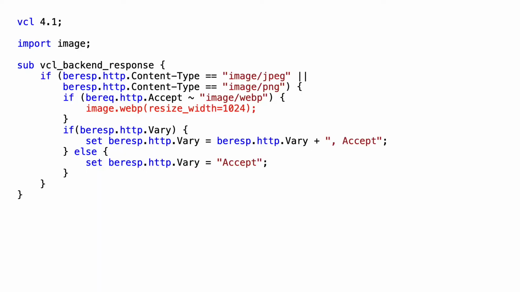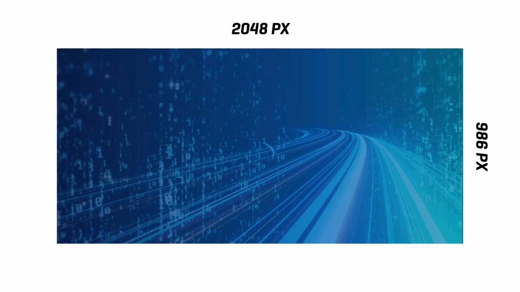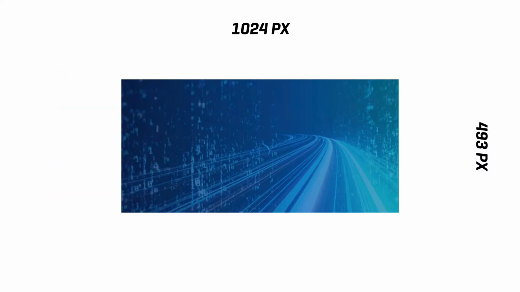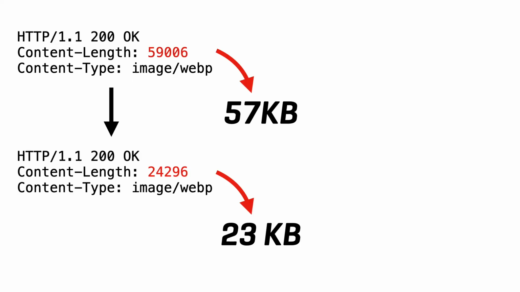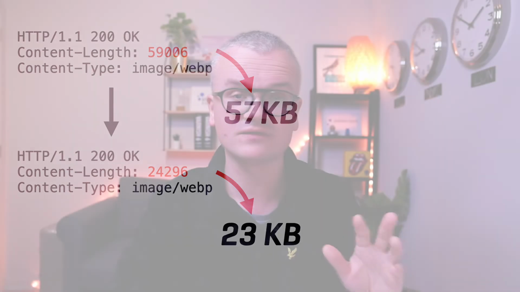In the example you're about to see, we're only using the resize width because aspect ratios are maintained. So we're turning an image that was originally 2048 pixels in width into an image that is now 1024 pixels in width. Our image that was originally 57 kilobytes in size is now 23 kilobytes in size. And mind you, we didn't fiddle with the quality settings. It's still at the default of 75%.